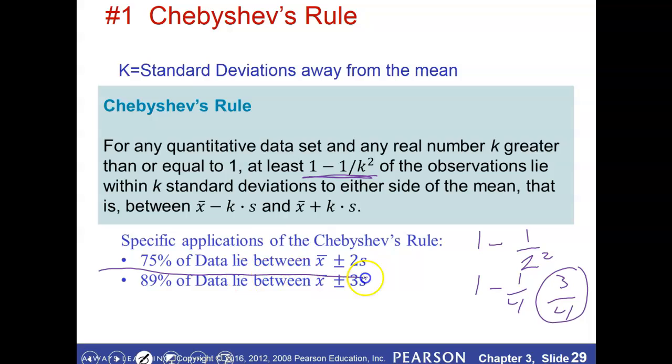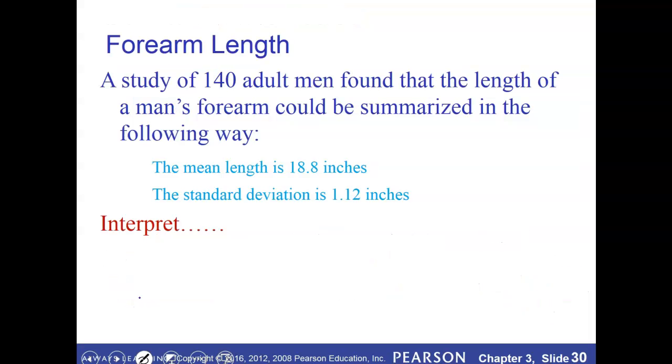So that's what we're talking about right here. If x bar is the mean, then x bar plus or minus 2 standard deviations means that 75% of the data is going to be between those 2 things. If we do the same thing with 3, 1 over 3 squared is 1 over 9, and 1 minus 1 over 9 is 8/9, which is 89% of the data within 3 standard deviations of the mean. Well, what does that mean specifically?